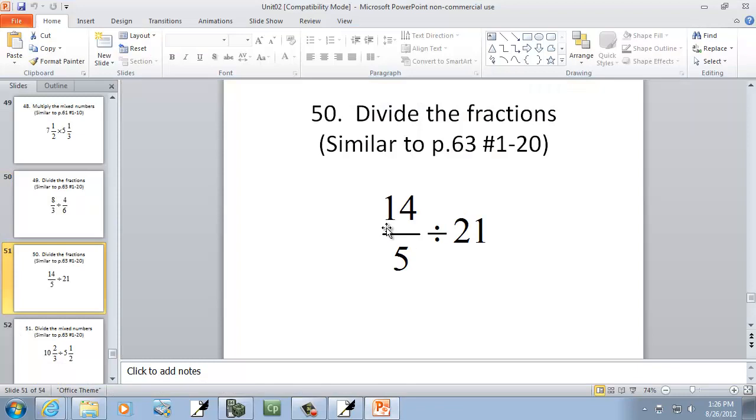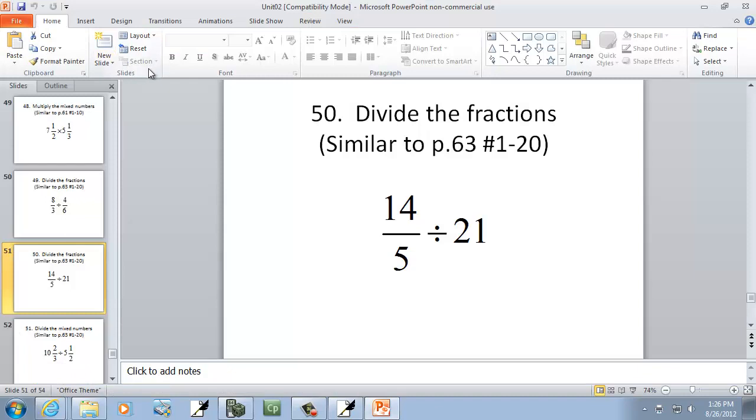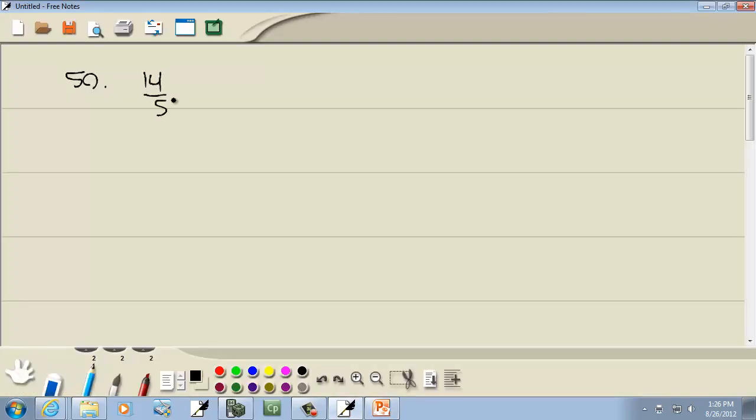Now let's take a look at this one. We got 14/5 divided by 21. Well, if we're going to divide fractions, it's helpful if they're both fractions. So I want to put 21/1. And we never divide. We immediately rewrite as multiplication by flipping the second fraction. So that becomes 1/21. Again, taking the reciprocal of it. Now let me write that word down in case you're wondering how it's spelled. Reciprocal.